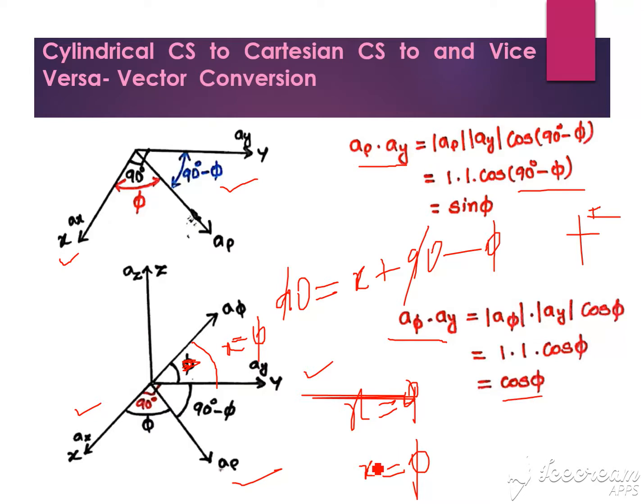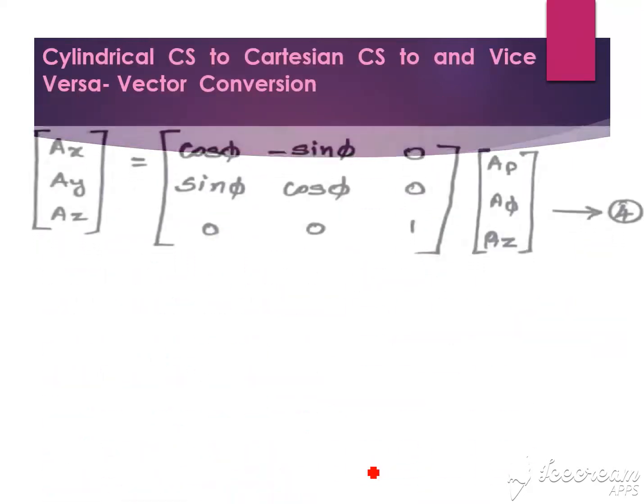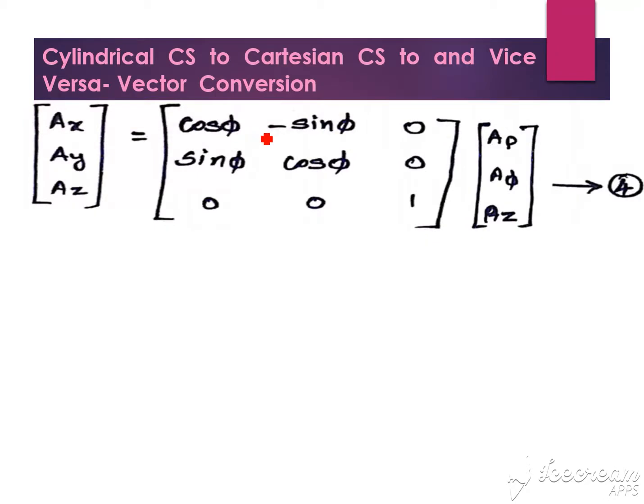Now substitute all four values in the given matrix, then we get this equation: cos phi, minus sin phi, 0; sin phi, cos phi, 0; 0, 0, 1. Now we need to relate cylindrical with Cartesian. So we need the inverse relation between these two. This matrix is an orthogonal matrix. For an orthogonal matrix, as we already studied, A transpose and A inverse are equal.